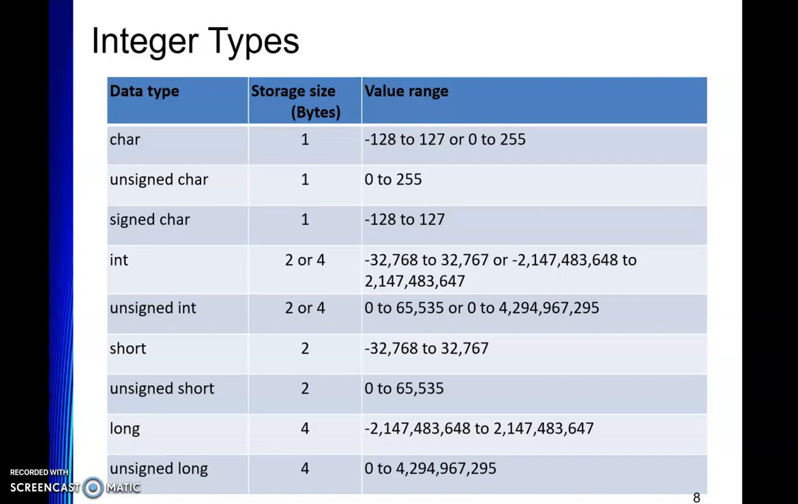If it is 2 bytes, the range is -32,768 to 32,767. And if it is 4 bytes, we have from -2,147,483,648 to 2,147,483,647. Short is 2 bytes, unsigned short is also 2 bytes, but the range differs. For unsigned int, it is 0 to 65,535 for 2 bytes, and for 4 bytes it goes much higher.